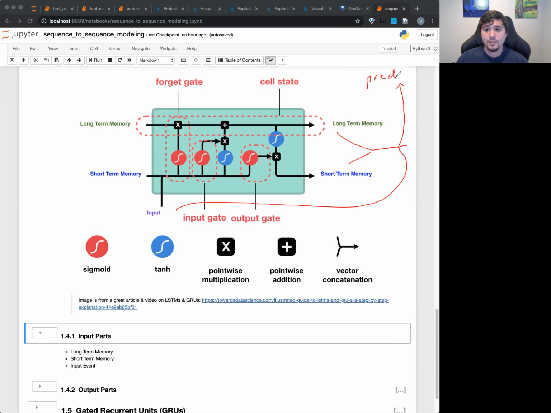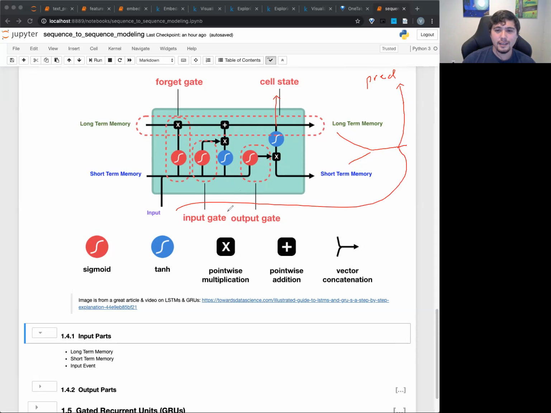In some diagrams, you might have the prediction come out from here. Like there's a diagram with the prediction here. But the idea is that we have a long-term, short-term, and the prediction at the very end. So just know that we have these two different parts because they interact differently within the cell. Does that make sense to people?